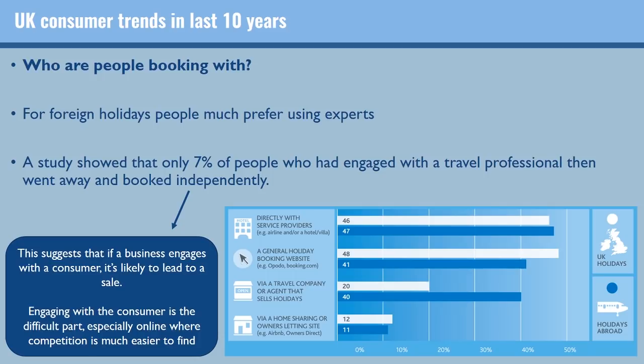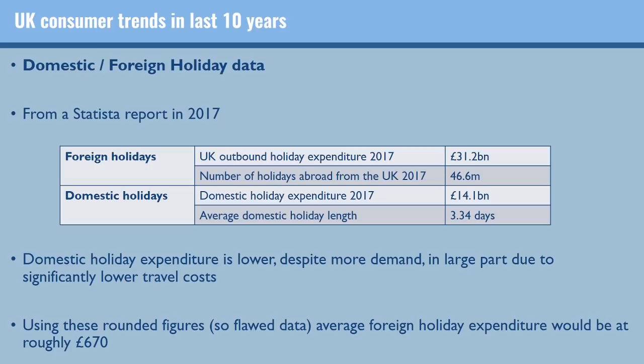There's a graph on the right that comes from the ABTA report that talks about the differences between UK holidays and holidays abroad in terms of how many people book through travel agents. You can see there, the third one down, 40% of foreign holidays are booked with a travel agent, whereas that's only 20% for holidays within the UK. Maybe that's a confidence issue, in terms of people feeling like they know what they're going to get into.